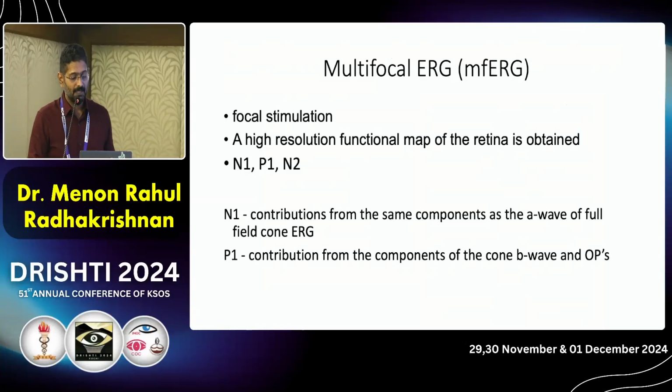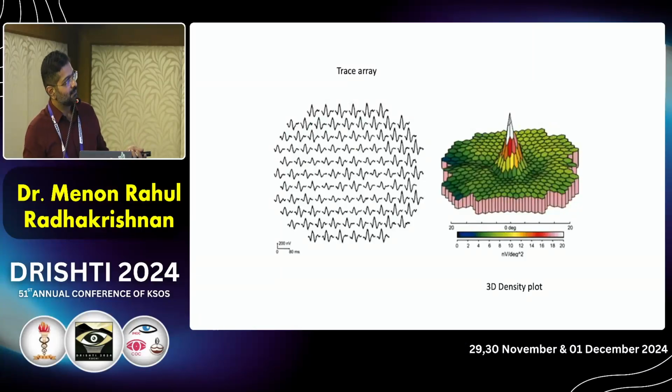Now, multifocal ERG. It's a high resolution functional map of the retina, of the central visual field. So in multifocal ERG, this is what you get. You get a trace array and you get a 3D density plot. Now, most of us will just look at the 3D density plot and we'll say that this is the foveal peak, right? So if we say that the peak is kind of blunted, we'll say there is some pathology affecting the fovea.